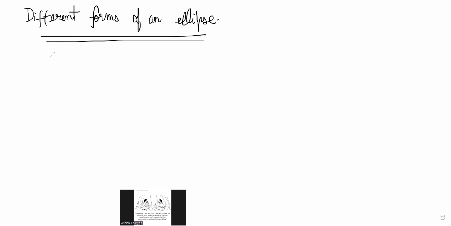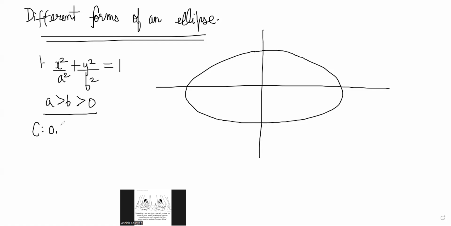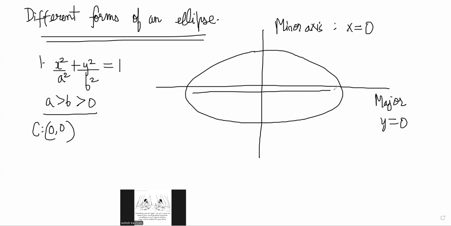So far what we have seen is the first form, where this is my equation: x square by a square plus y square by b square is equal to 1. Here a is greater than b and b is obviously greater than 0, right? And here the center of the ellipse is 0, 0. The major axis is y is equal to 0. Minor axis is x is equal to 0. The length of the major axis is 2a. The length of the minor axis is 2b.